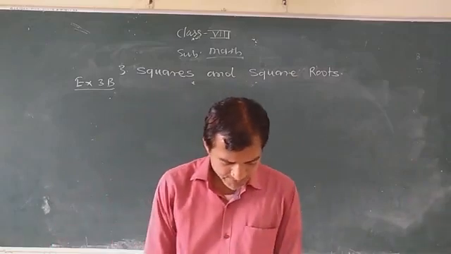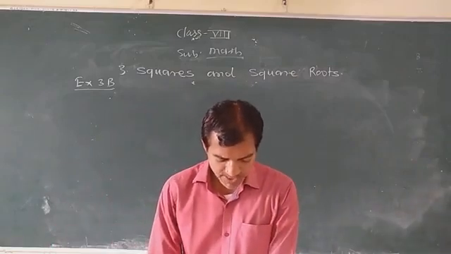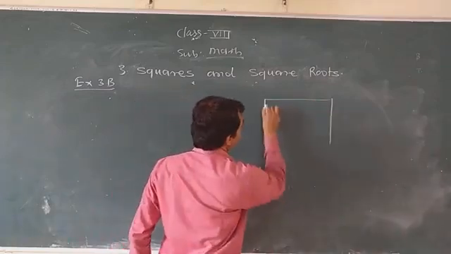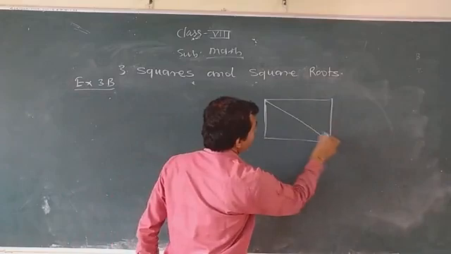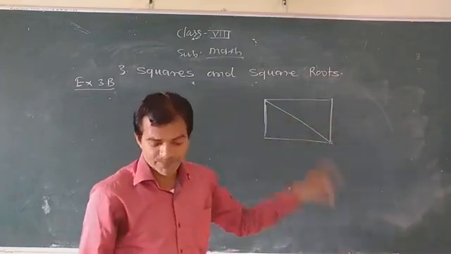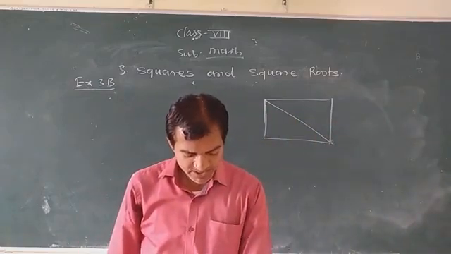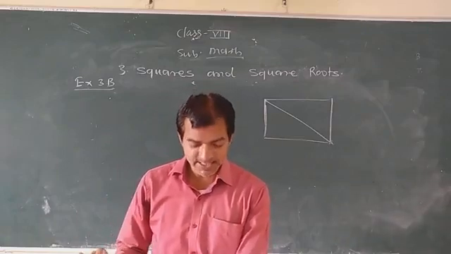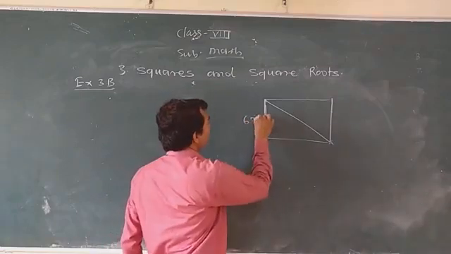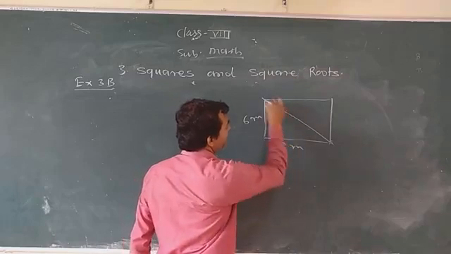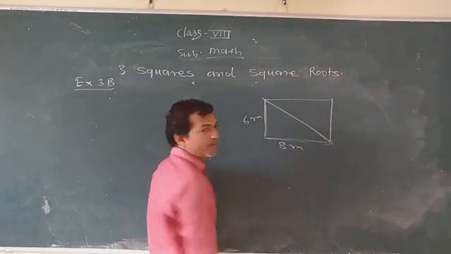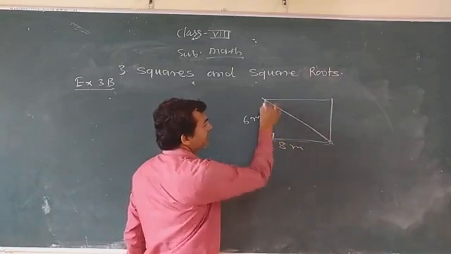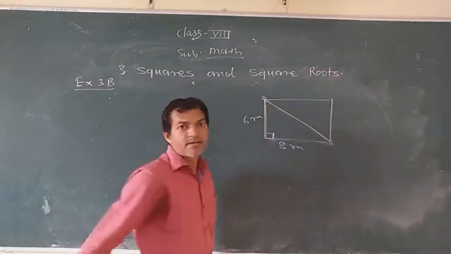What will be the length of the diagonal of a rectangle? A rectangle is there like this. What will be the length of this diagonal? This is the diagonal. The rectangle has sides 6 meter and 8 meter. Suppose this is 6 meter and this is 8 meter. You have to find the length of this diagonal. If you consider this, it is a right angle triangle, this is 90 degree.